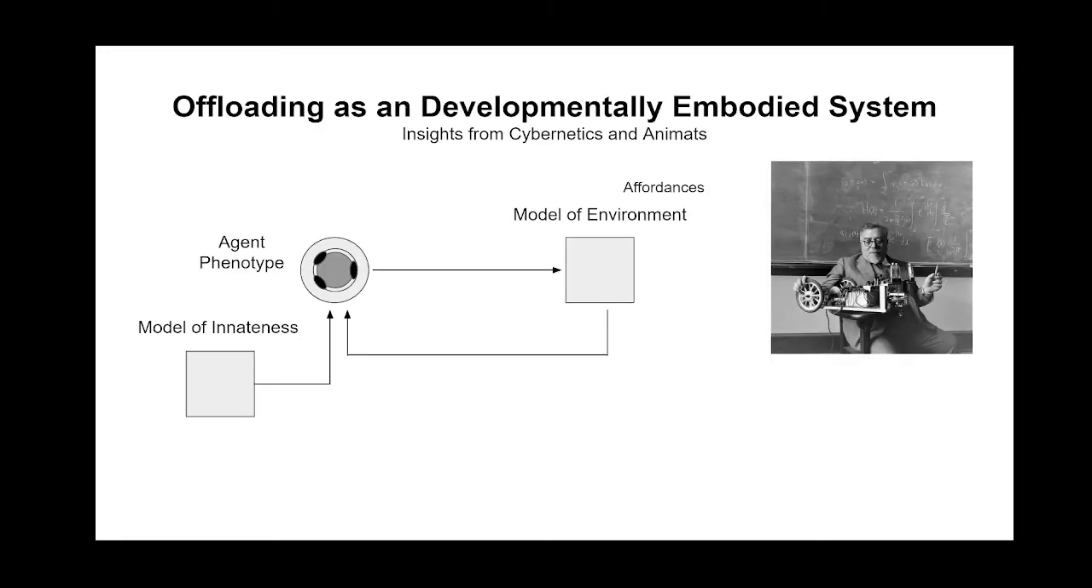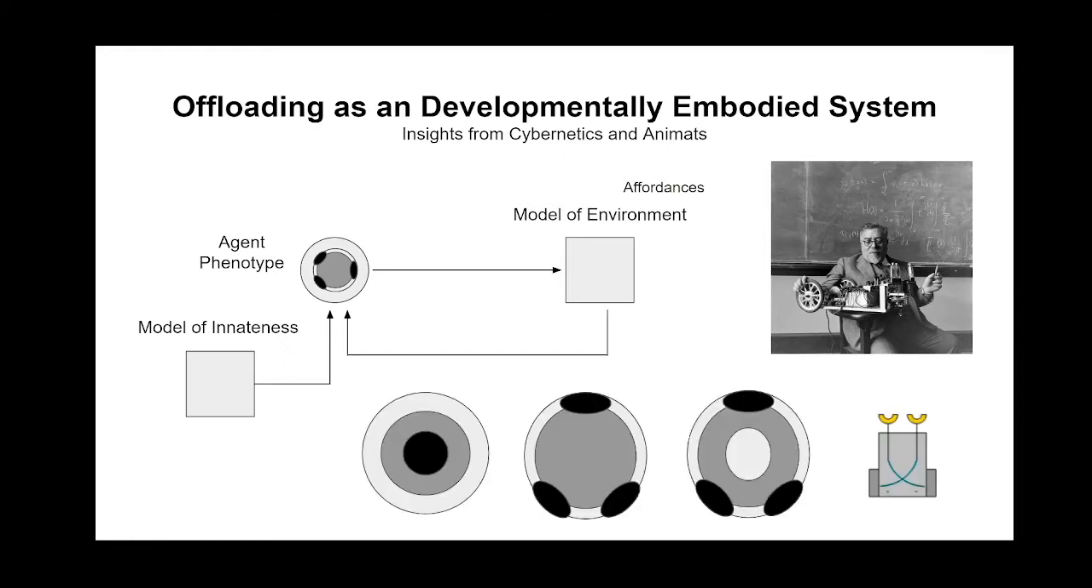developmental constraints. We can also look at this in terms of cybernetics and what they call animats, and we can take an agent-based perspective on this. So we can look at offloading as the agent phenotype that's developing, and we give the agent a model of innateness. And that agent, as it develops, interacts with its environment, and specifically affordances. There's a feedback from the environment and affordances back to the agent phenotype, and it informs its development. So we can see a developing agent here.